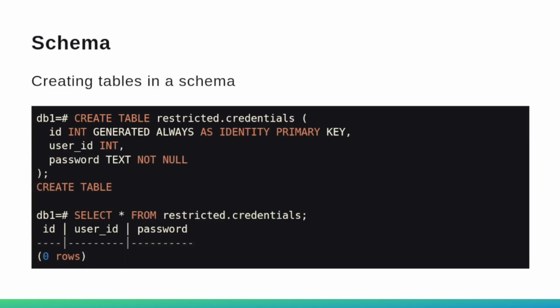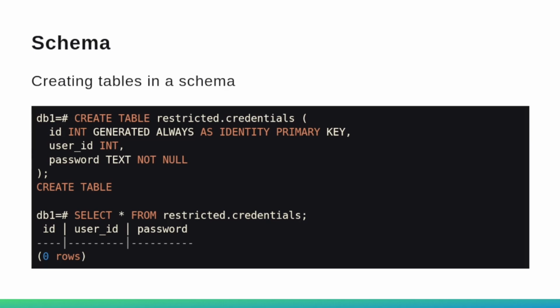Now, if you recall in the previous video, we created a users table. So now we want to create a table to contain the credentials of these users, for example, their passwords. Now we want to make it very clear that this table can contain sensitive information. So we create the table inside the restricted schema. To do that, we use the create table command followed by the fully qualified name of the object we want to create, in this case, restricted.credentials. This will create the credentials table inside the restricted schema.